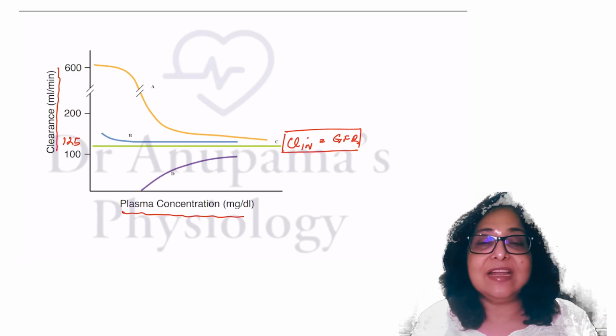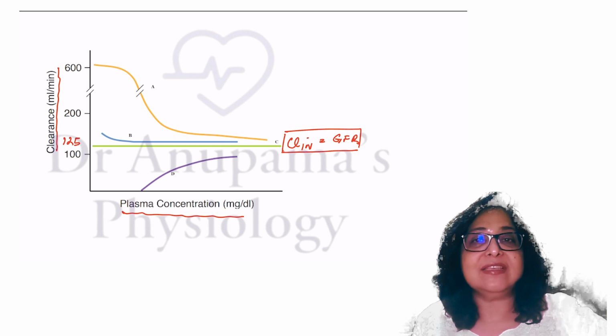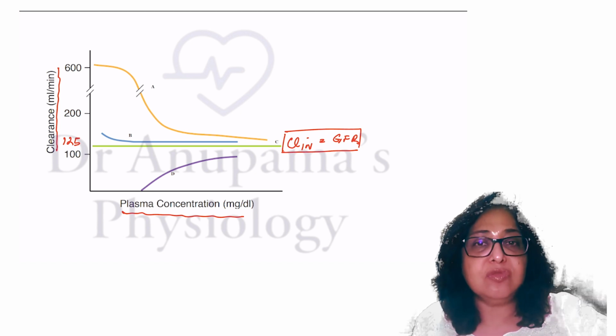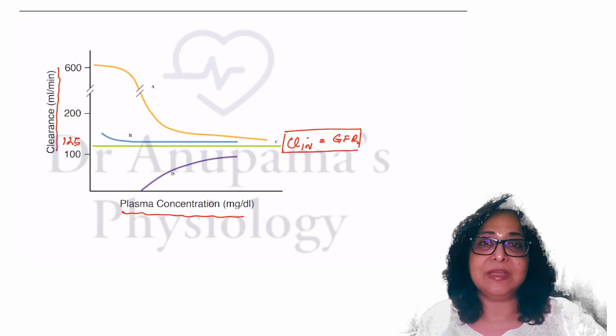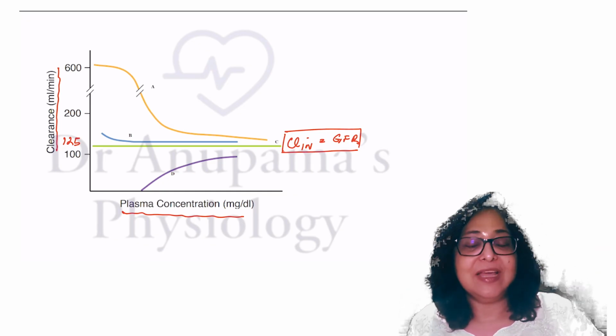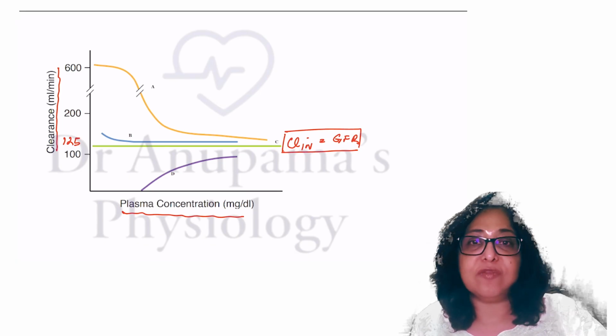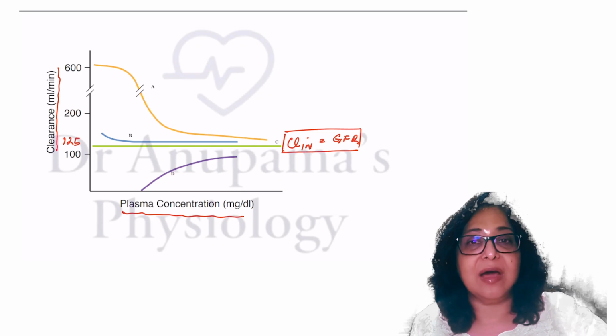Now, why is the clearance of inulin equal to GFR? This is because inulin is a substance which is freely filtered, not reabsorbed, not secreted. So the rate at which it is cleared from the plasma is the rate at which it is being filtered. So we say clearance of inulin is equal to GFR.